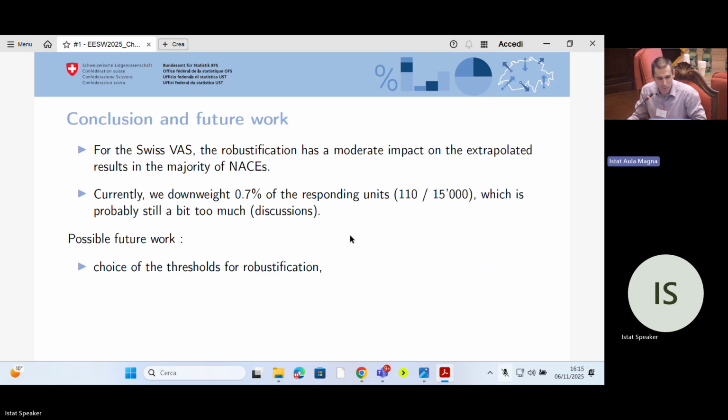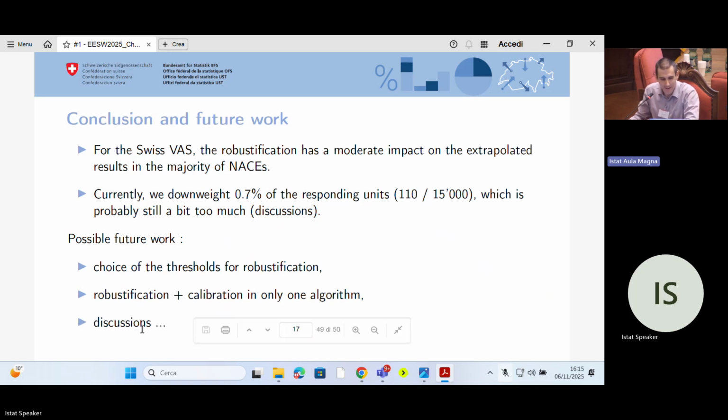So what is some possible future work? I didn't go into detail about how I chose the threshold for robustification, but that's definitely a topic. Jean-François Beaumont suggests that we could use robustification and calibration in one single algorithm. At the moment, I robustify, and then I have calibration. And you could maybe do both in one algorithm. That's quite a challenge.